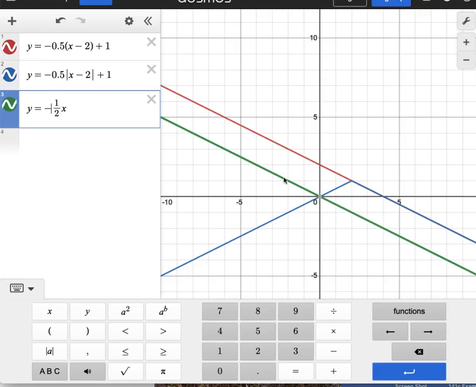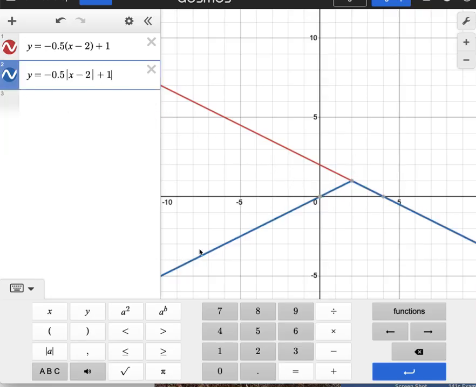So again, the transformations are identical, but this one is a linear function and this one is an absolute value function. And so for the absolute value, we get those same transformations. You can see the vertex is in the same point. It's still right 2 and up 1, but now this side of the graph, because of the absolute value, is going to be reflected from the linear equation. So same transformations, just a different function.